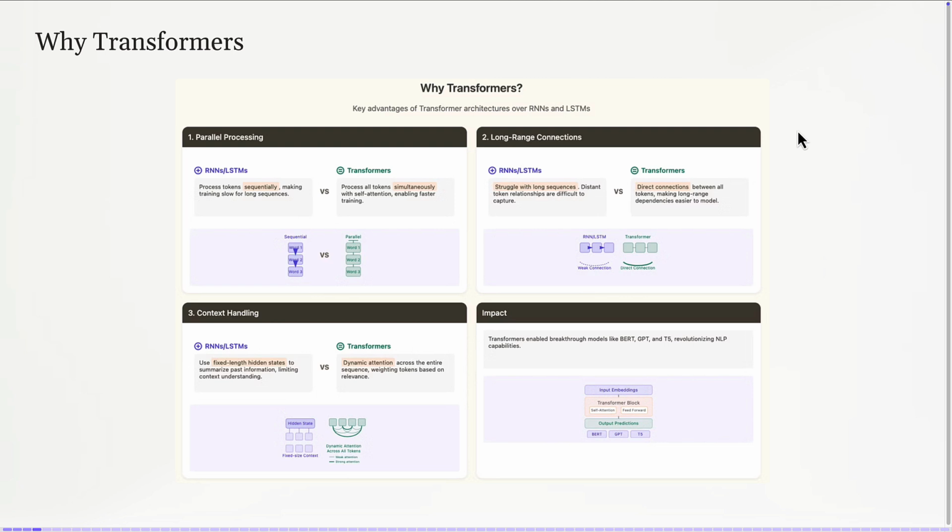Okay, so why transformer? Of course, we have already enumerated the different problems with previous architectures like RNN and LSTM, the issue of parallel processing. In transformer, we can process all the different words or tokens together. However, here it's purely sequential. We have also the problem of long-range connections. This is RNN and LSTM. They still have to go through the words one by one.